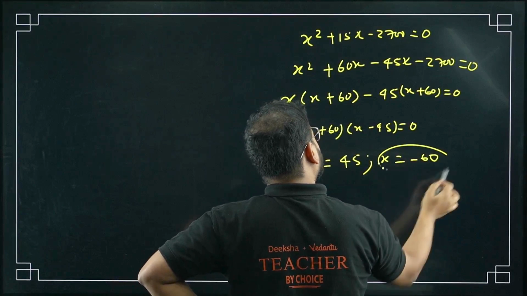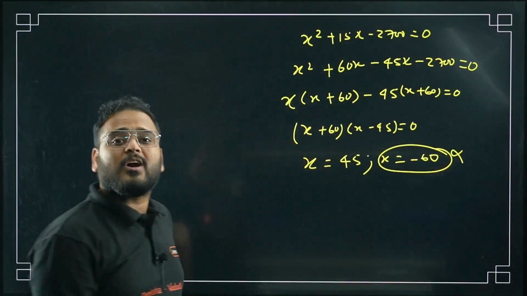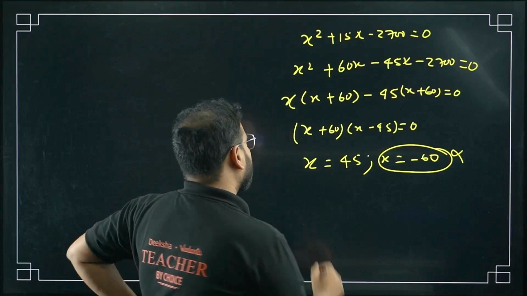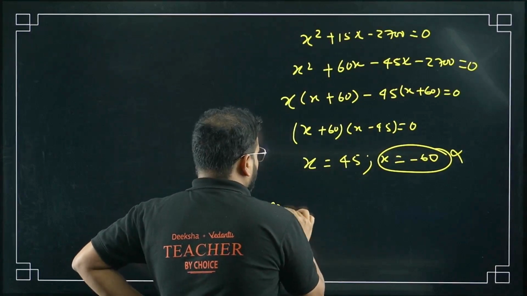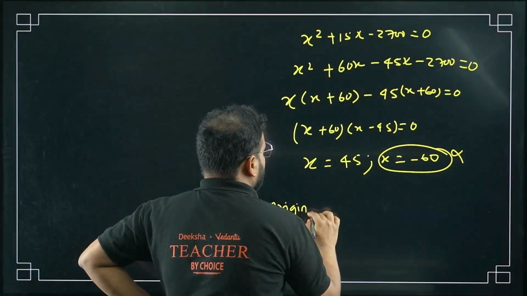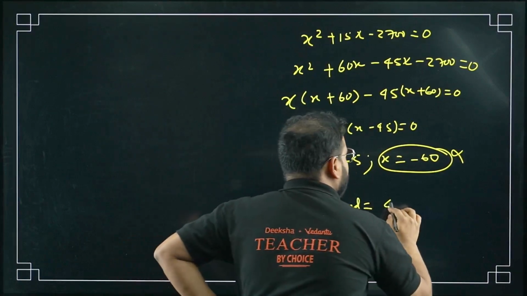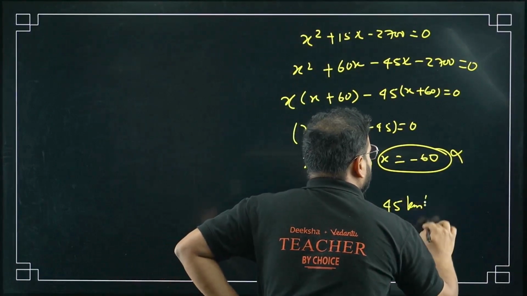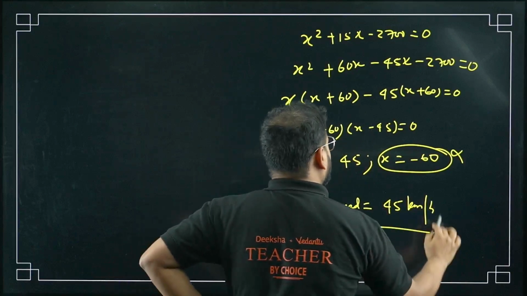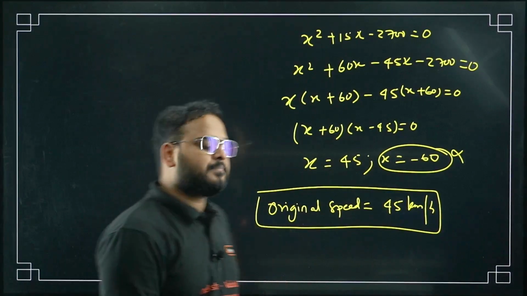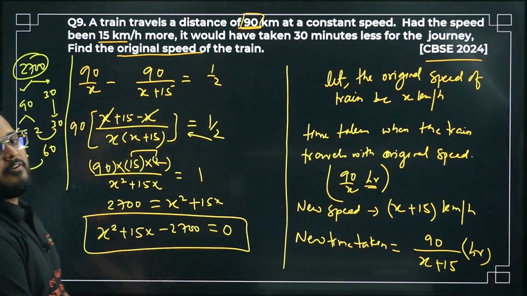Can the speed be negative, sir? Of course not. Speed can never be negative, it's a scalar quantity. So what is my answer? The original speed is nothing but 45 kilometers per hour for the train in the journey of 90 kilometers. Please check. The answer is 45 kilometers per hour.